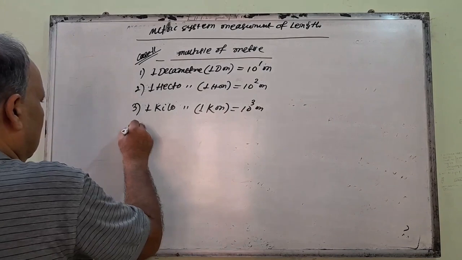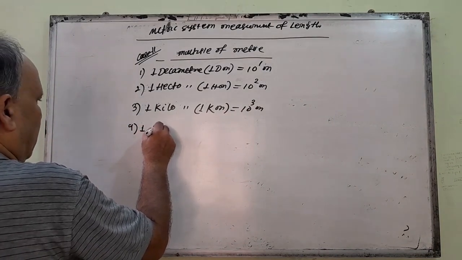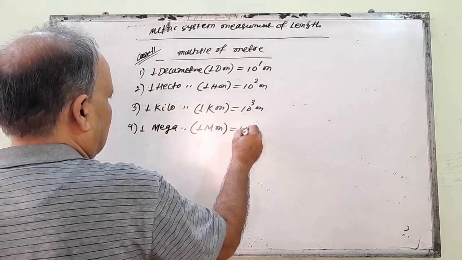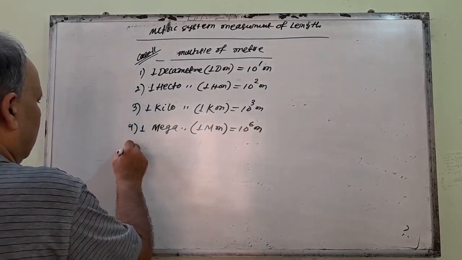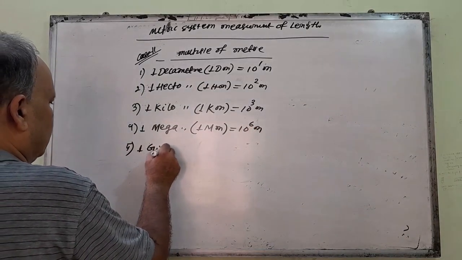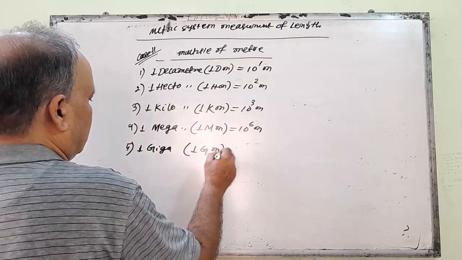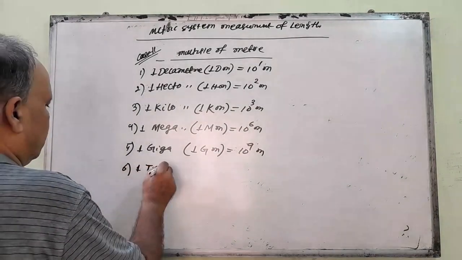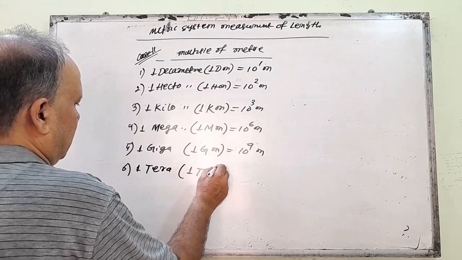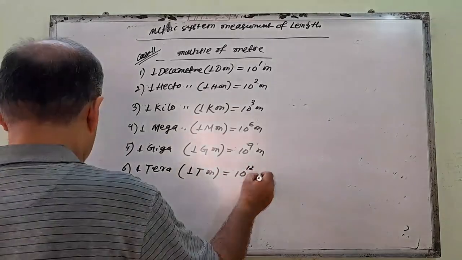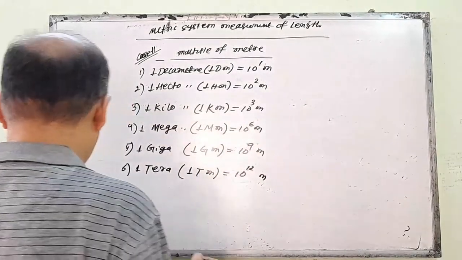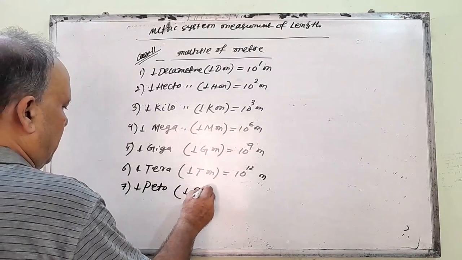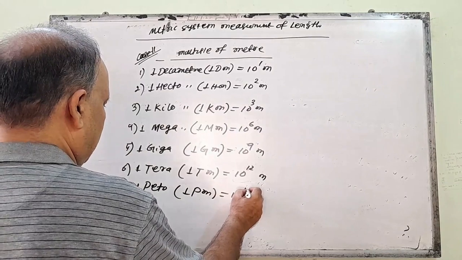Next come to 1 megameter, 1 capital M small m, 10 to the power 6 meter. 1 gigameter, 1 capital GM, 10 to the power 9 meter. 1 terameter, capital T small m, 10 to the power 12 meter. 1 petameter, that is 10 to the power 15 m.